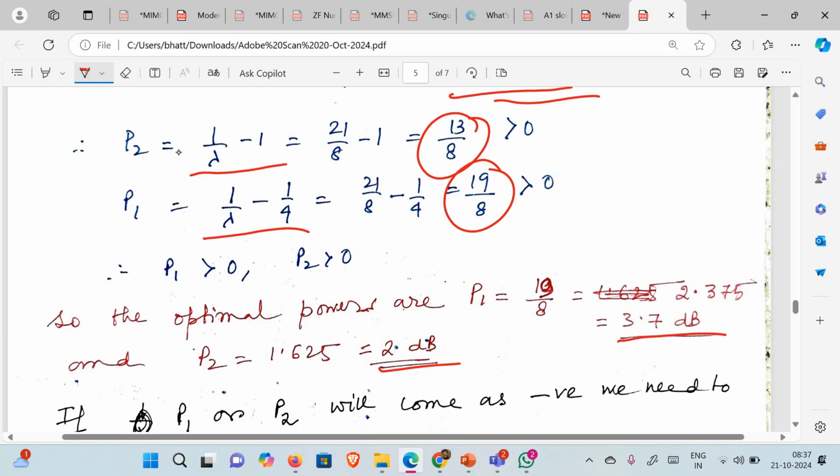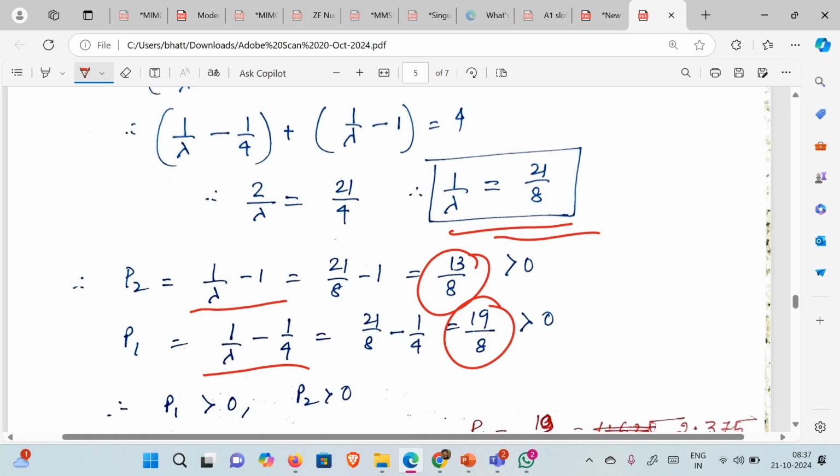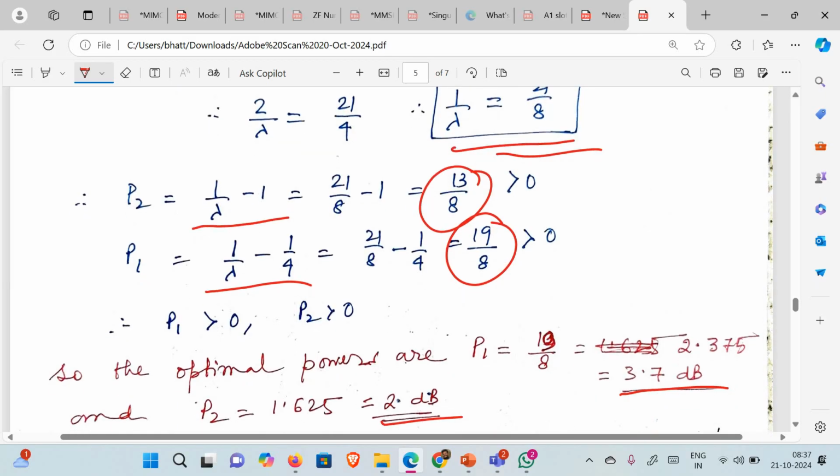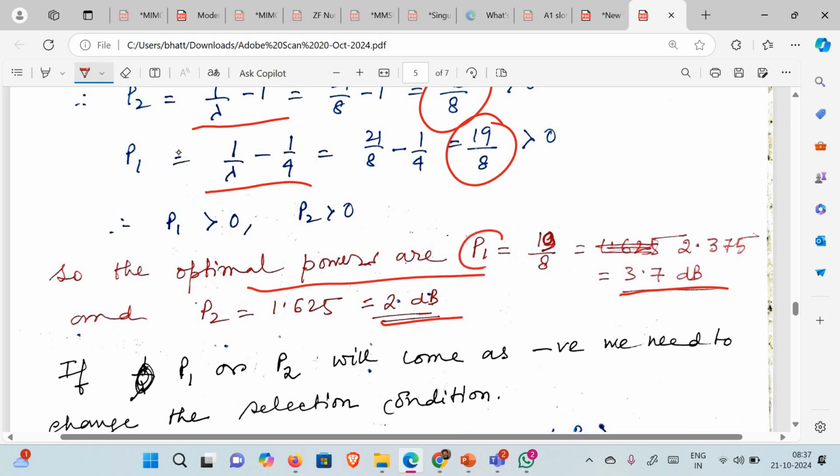If that is not satisfied, your value of 1 by delta is not correct. Understood? In this case, while solving it, we found out that 1 by delta, we got the value as 21 by 8. Based on that, we found out P1 and P2 with some values. And they are giving us a result that P1 is greater than 0 and P2 is also greater than 0. So it satisfies the condition. Hence, we can say that the choice of 1 by delta, the Lagrangian multiplier, is actually correct. And these are my two optimal powers for branch 1 and branch 2.